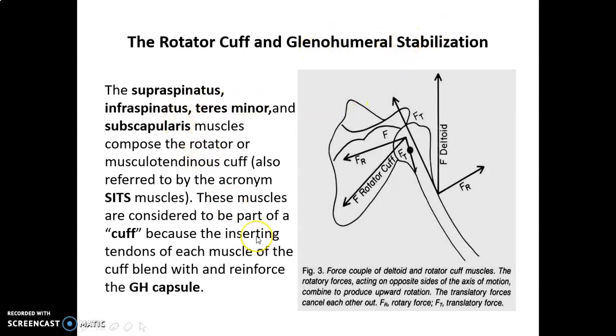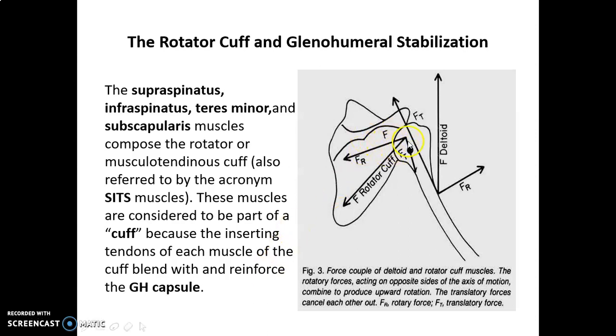Already I have discussed, and you are all familiar, that the rotator cuff muscles, as we call them, are SITS: supraspinatus, infraspinatus, teres minor, and subscapularis, and these together form the rotator cuff. These muscles are considered part of the cuff because the inserting tendons of each muscle blend with and reinforce the glenohumeral capsule. They are called the cuff because all these tendons insert and merge with the glenohumeral capsule.